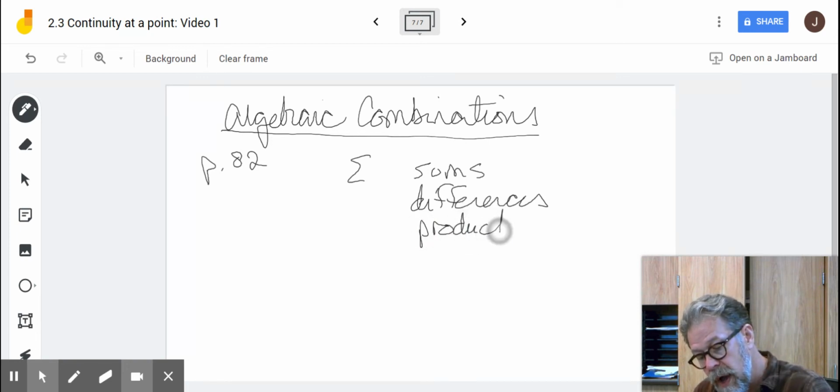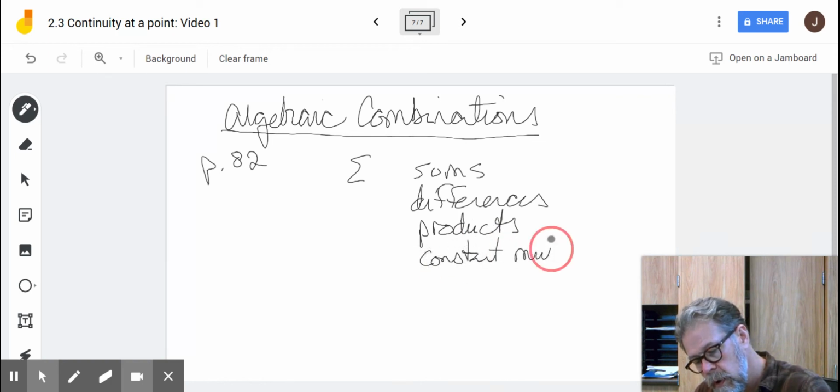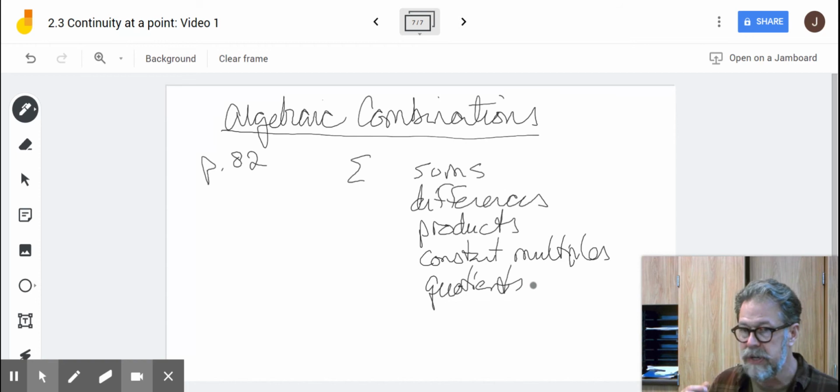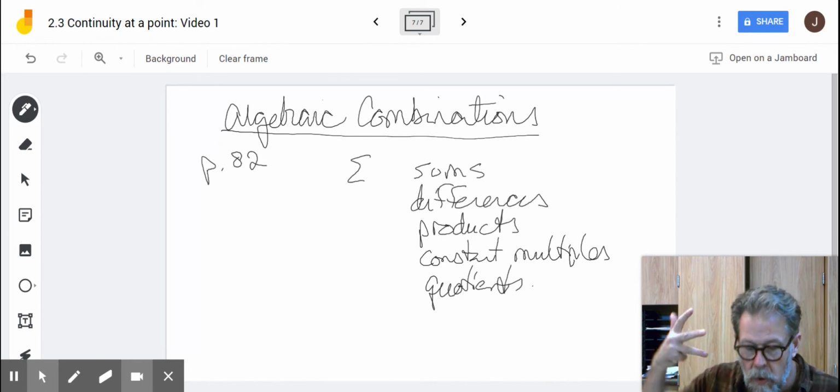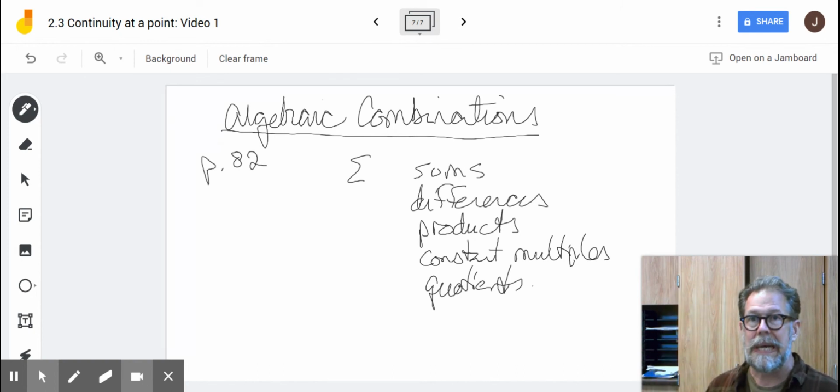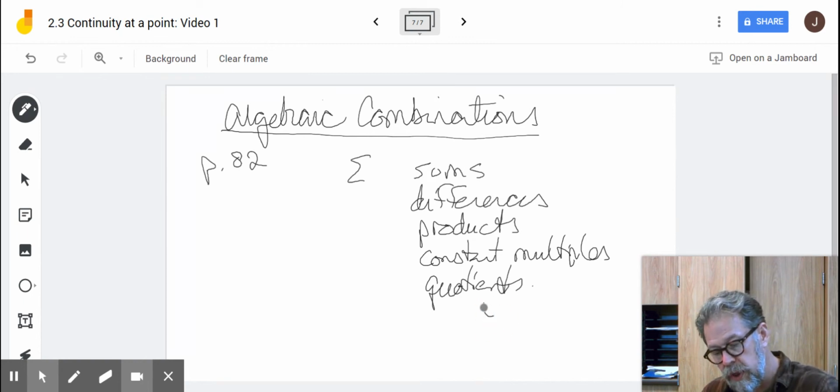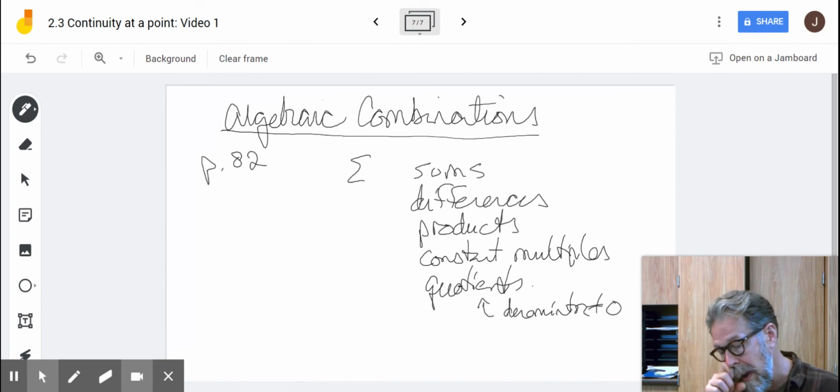Okay, constant multiples and quotients. If you take two continuous functions and you add them, subtract them, multiply them, divide them, or multiply them by a constant, you still get a continuous function. Obviously, with the caveat that the denominator is not 0 at that point. Okay?